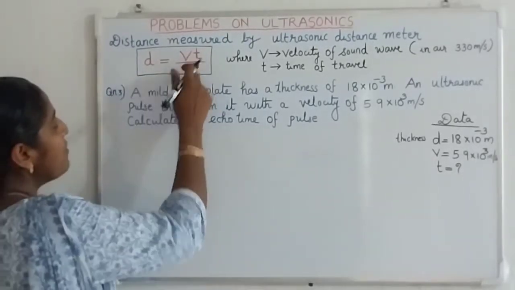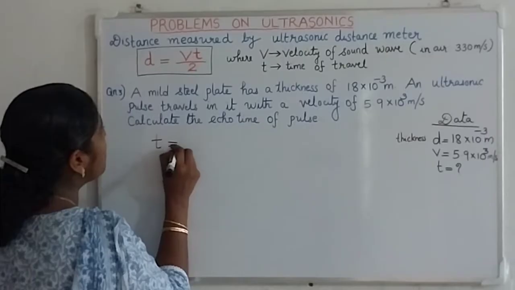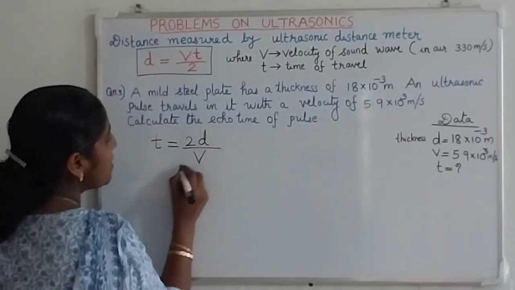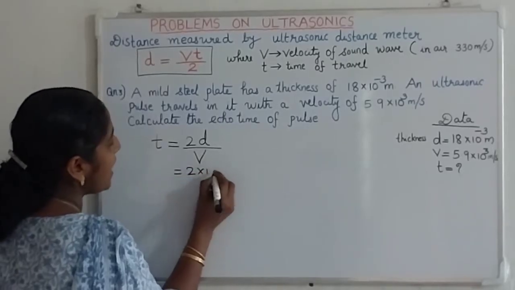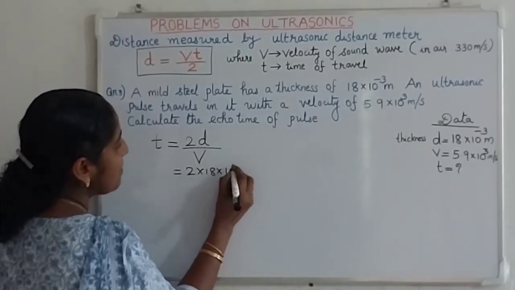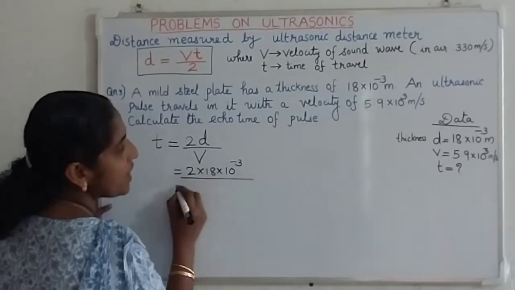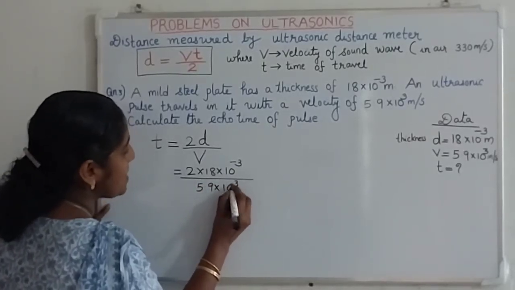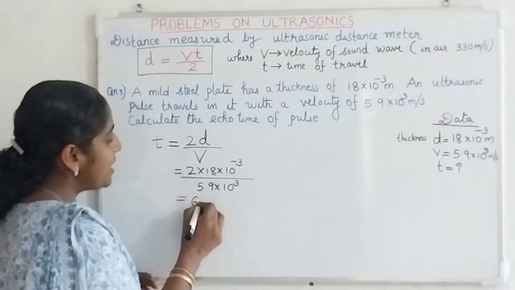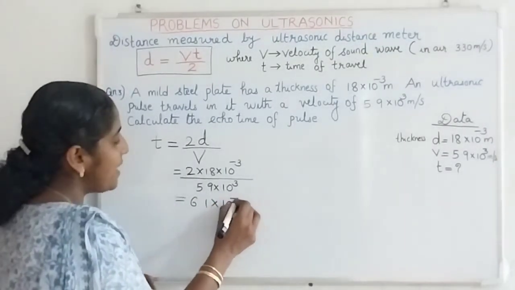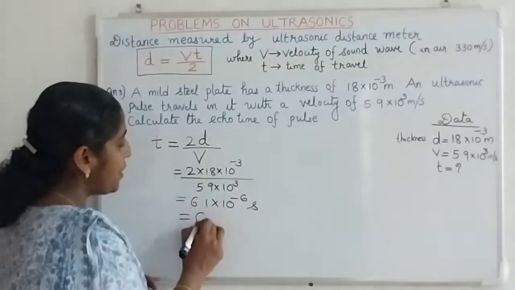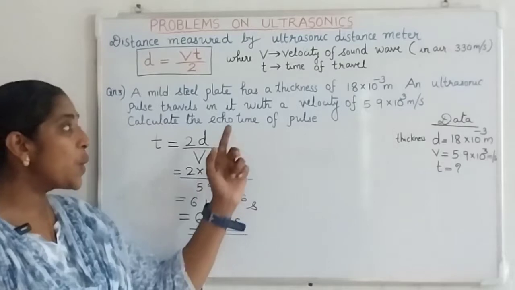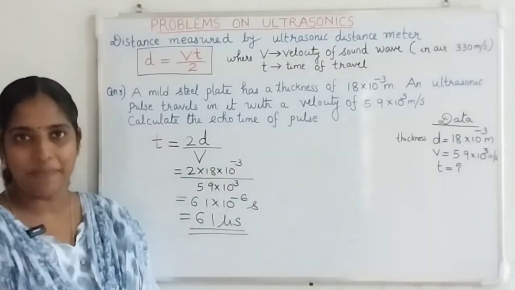So the time formula is t equal to 2 times distance divided by speed. So 2 times distance is 18 into 10 raised to minus 3 meter, divided by the speed of the ultrasonic beam in the steel, that is 5.9 into 10 raised to 3 meter per second. On calculating this, we will get 6.1 into 10 raised to minus 6 second, that is 6.1 microsecond. So 6.1 microsecond is the echo time of this ultrasonic pulse in the given material.